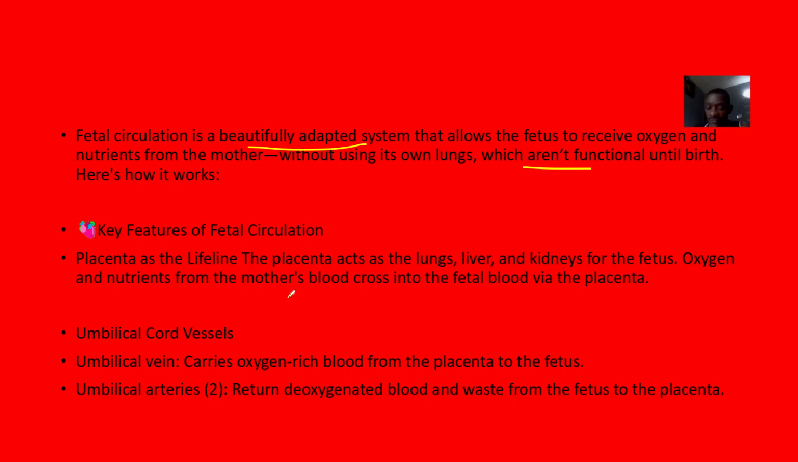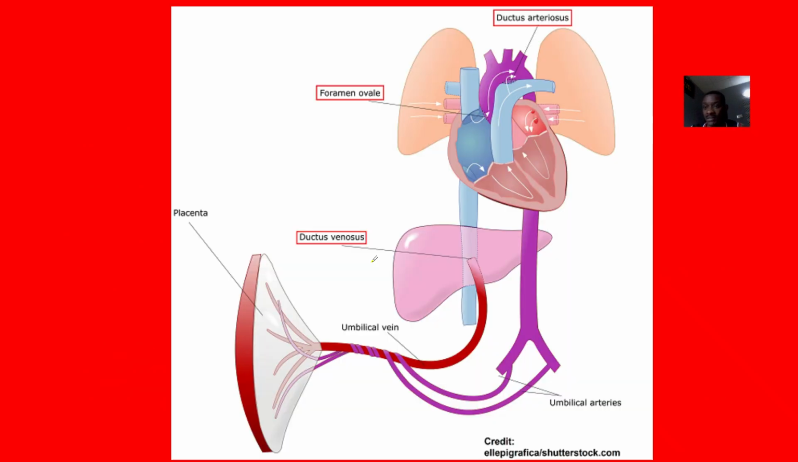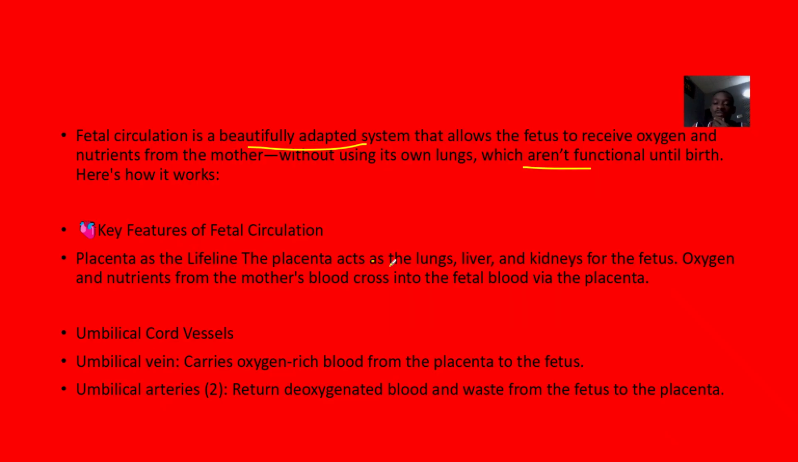So a key feature of fetal circulation is the placenta as a lifeline. The placenta acts as the lungs, acts as the liver, acts as the kidney. So the baby is receiving oxygen, the baby is filtering out waste. Everything is through the placenta. So oxygen and nutrients from the mother's blood are what cross into the baby via the placenta.